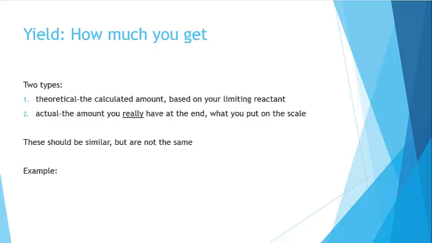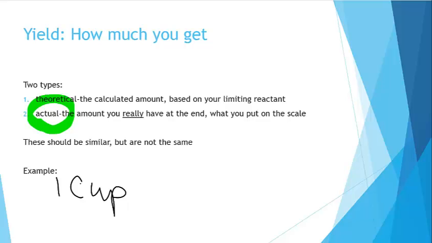So I give James a measuring cup and I send him to the sink and I ask him to measure out 1 cup of water. Okay, so James goes to the sink. Theoretically, he should bring me back 1 cup, right? But he comes back and the cup is like 3/4 of the way full. So my actual yield would be like 3/4 of a cup, but my theoretical yield was 1 cup.